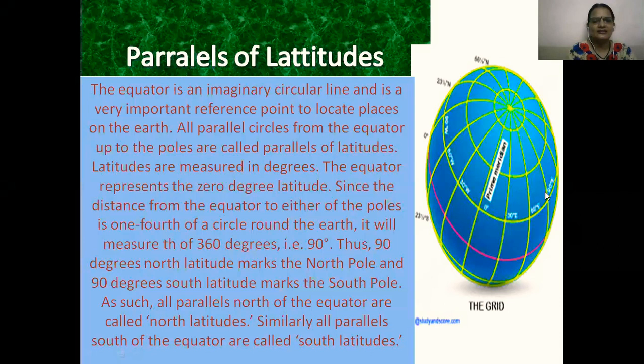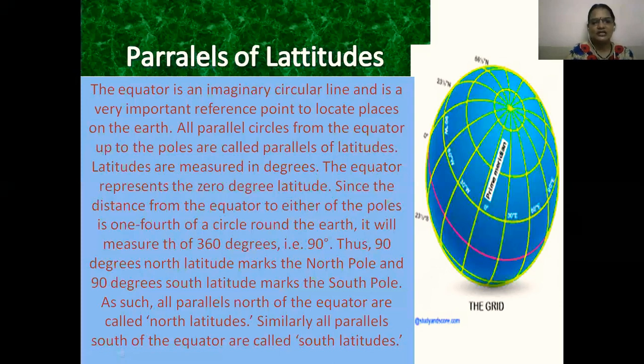All parallel circles from the equator up to the poles are called parallels of latitude. See, at the top portion, it is the pole, North Pole and the South Pole. Latitudes are measured in degrees. So the equator starts with 0 degrees. It goes 0, 10, 20, 30, 40, like that, and the equator represents the 0 degree latitude.